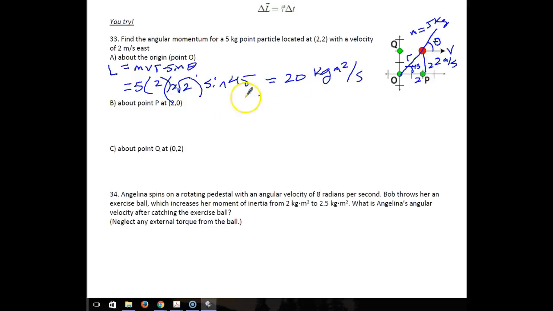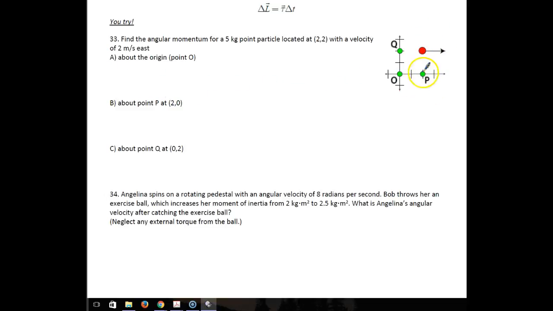If we look at it and we're standing here at point P, so I'm going to get rid of everything. If I'm standing at point P, now what I get is L is equal to mvr sine of the angle. So this is equal to the mass times the velocity times the radius.